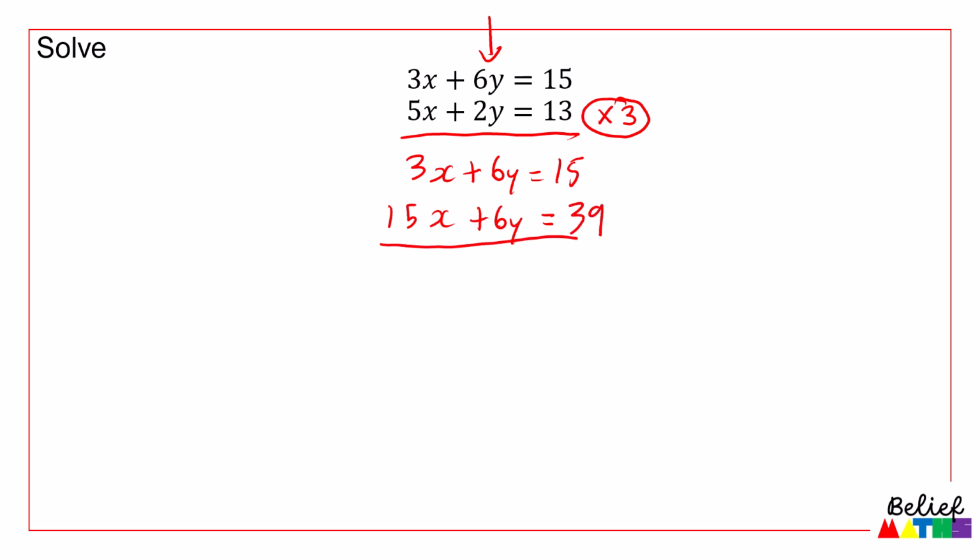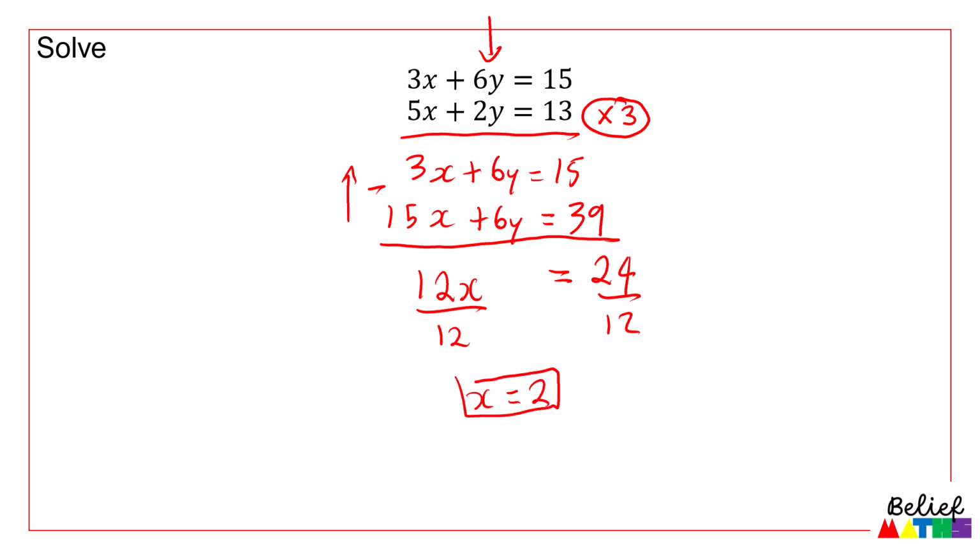Now, again, we're in that situation where we've got our 6y's in the middle. Both of them are positive, so again, we're going to subtract those two equations. Our bigger 15's on the bottom, so again, we're going to subtract upwards. 15 take away 3 is 12x. And then 39 take away 15 is 24. Dividing both of those by 12 allows us to get an answer of x equals 2.